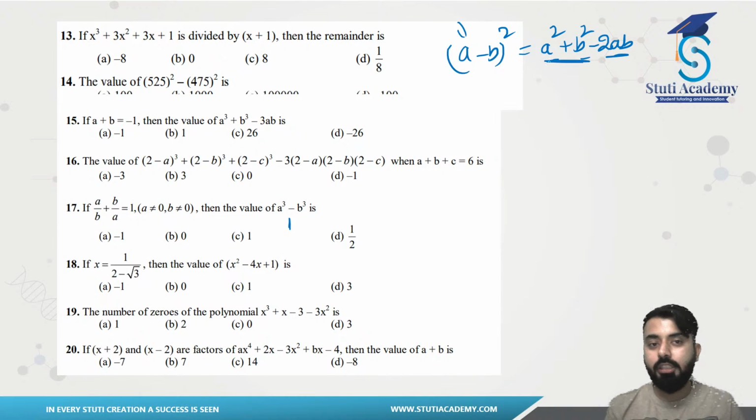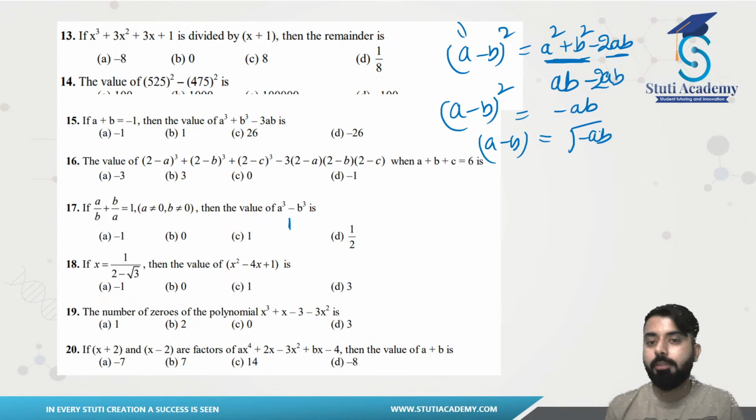So you guys see, the value of a square plus b square was ab, and this was minus 2ab, right? So a minus b its whole square will be minus ab. So a minus b will be the square root of minus ab, which cannot happen in this case. See, give me a second.